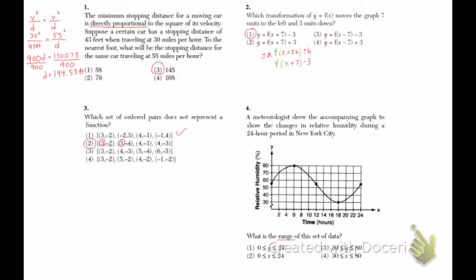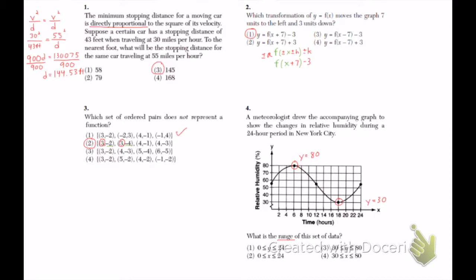So our lowest y value that the graph touches is at 30, and I'll circle that. This point goes the lowest on the graph, and that's at y equals 30. And now what's the highest point? Well, we can circle that. That's right here. And that's at y equals 80. So the range is the highest point to the lowest point.